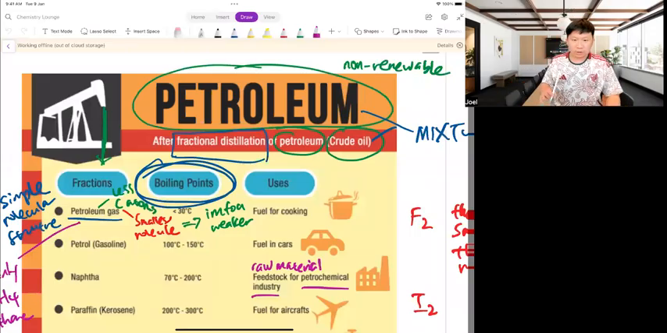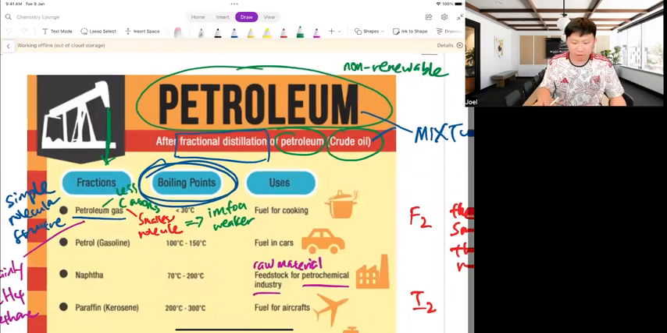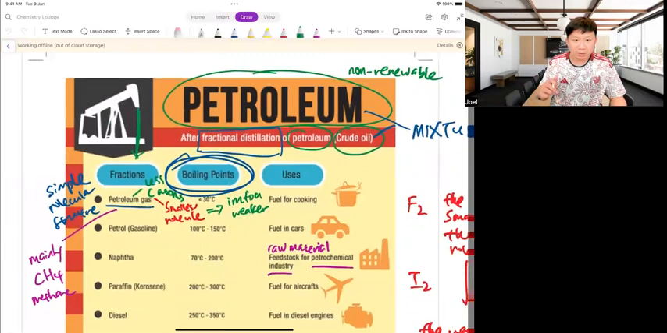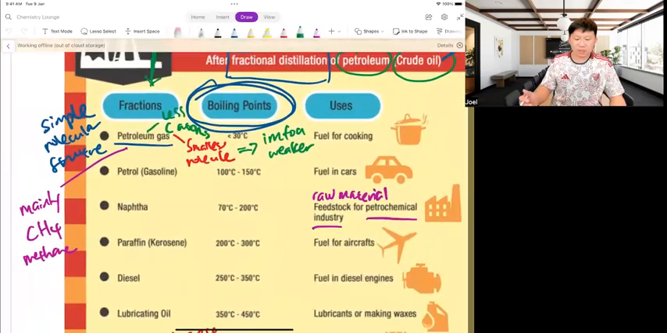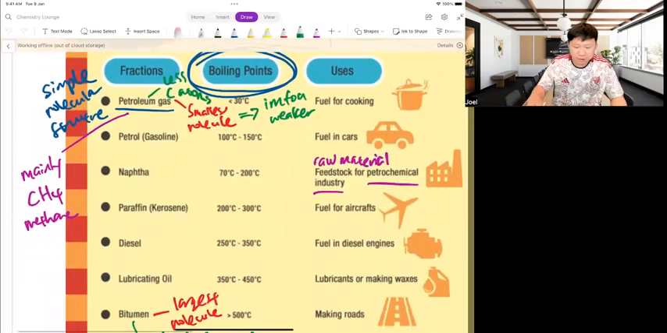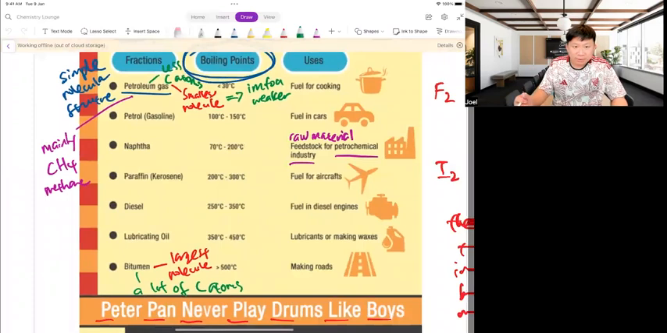Okay, so for organic chem, the introduction, I've taught you before, but one more time, fast. So petroleum, which is the same as crude oil, undergoes fractional distillation to get the different fractions, and you need to memorize the sequence.